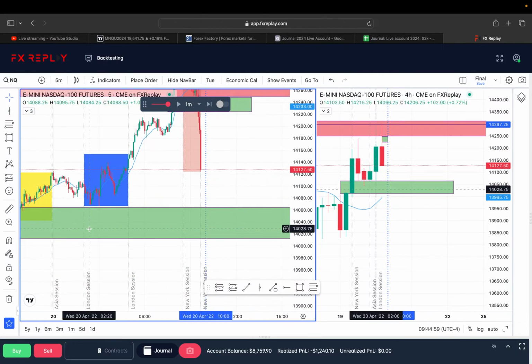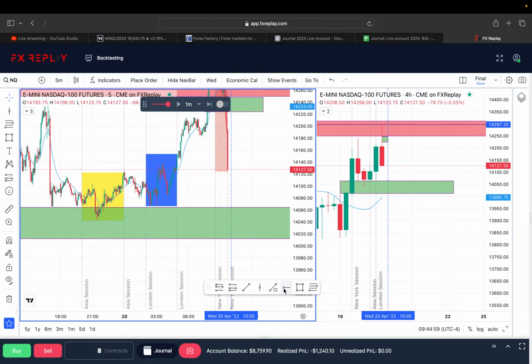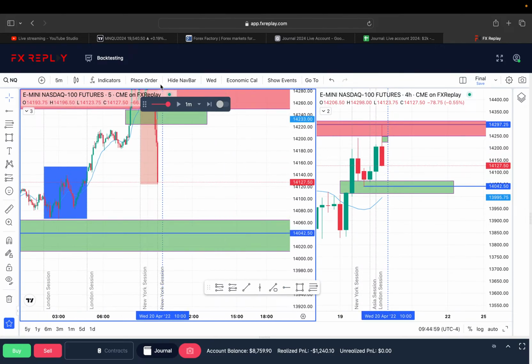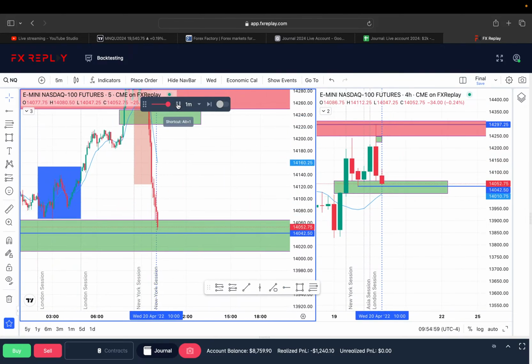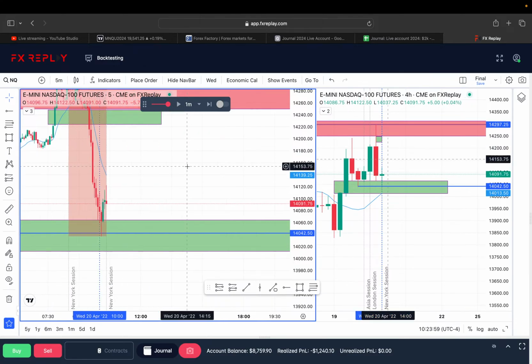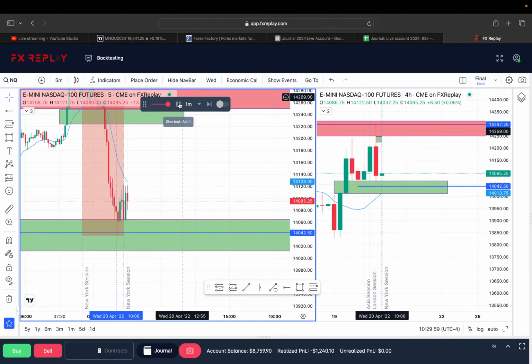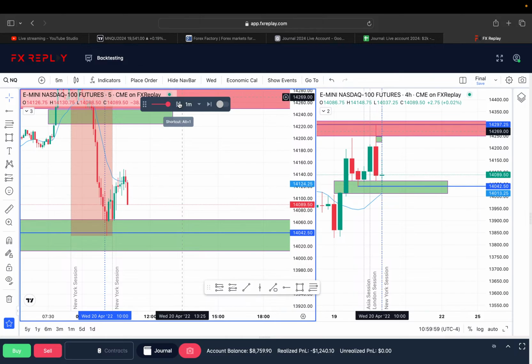o'clock. But let's see, we have London lows here and we have Asian lows here. So it could give at 10 o'clock that we are reversing back up. Who knows? Like I said, I trade at 10 o'clock.